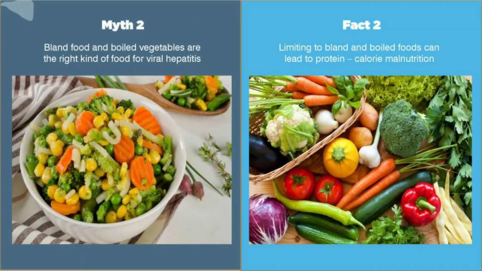And myth 2. Bland food and boiled vegetables are the right kind of food for viral hepatitis. But the fact is that limiting to only bland and boiled foods can lead to protein-calorie malnutrition. So while choosing your food, you have to consult your dietitian and take the food based on his or her instructions.